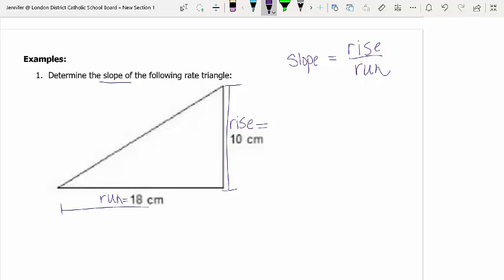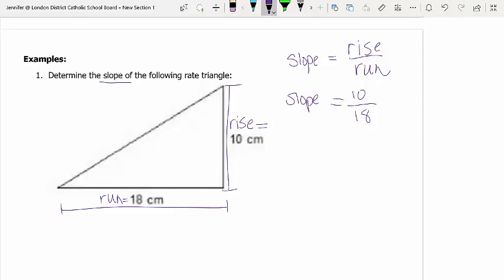So the distance from here to here. So all you have to do now is plug in those values into your formula. So the slope is equal to rise, which is 10, and run, which is 18. Now, for slope, you could simplify this and calculate, and you could put 10 divided by 18 in your calculator. I would like you to get in the habit of keeping the slope in fraction form.